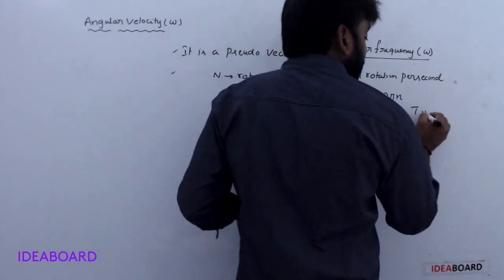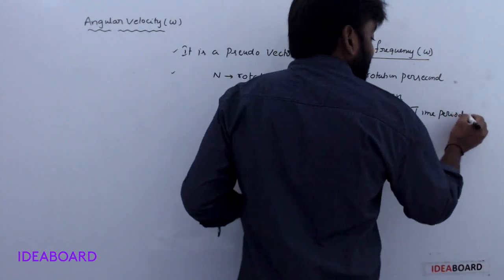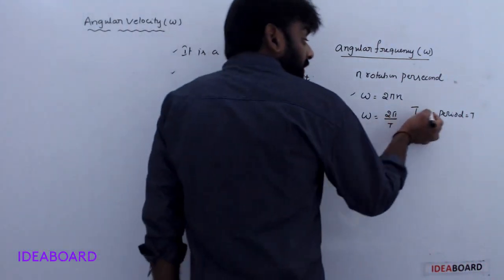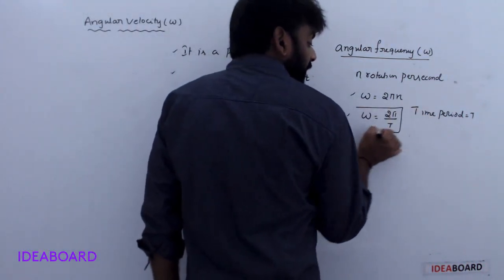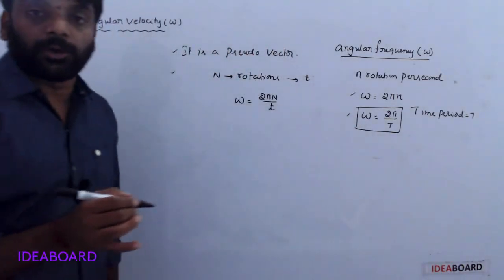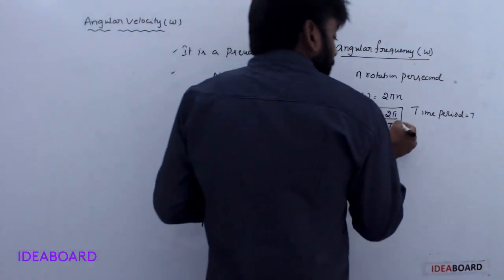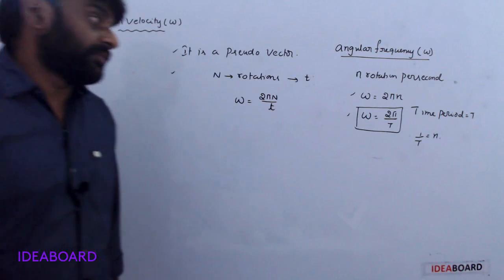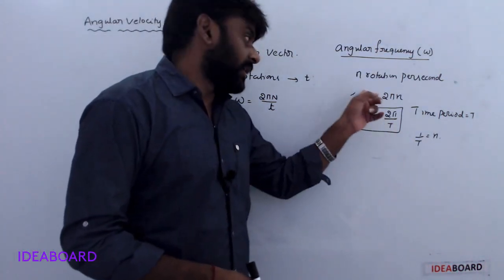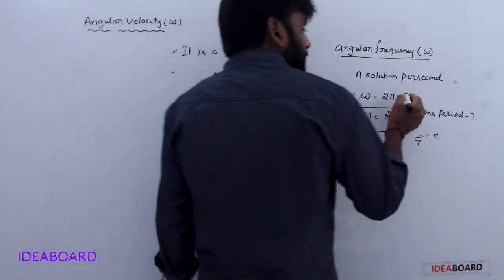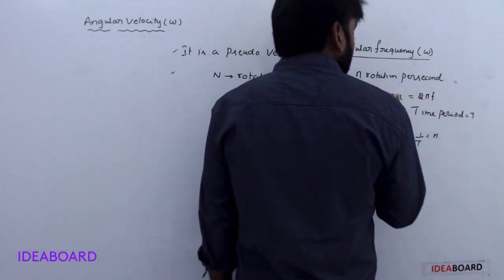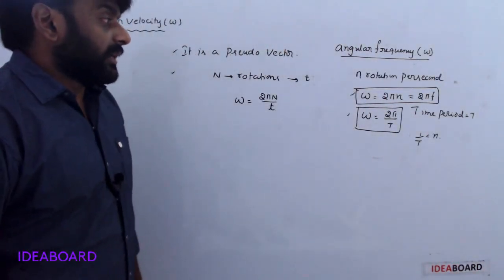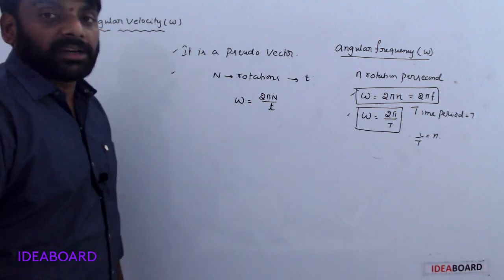Here T means time period. What is time period? Time taken to complete one revolution is the time period. So in one revolution, omega is equal to 2 pi by T. The reciprocal of the time period is frequency. So omega is equal to 2 pi by T or omega is equal to 2 pi n. Sometimes it is written as 2 pi f. Another name of angular velocity is angular frequency.